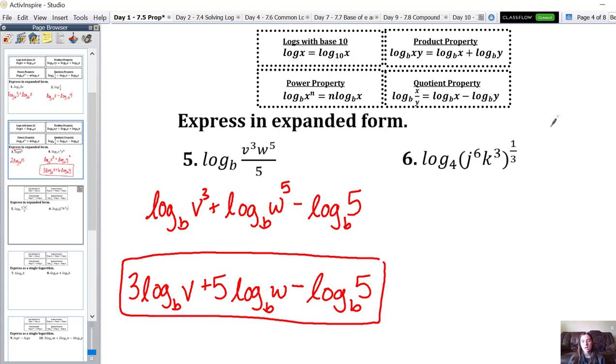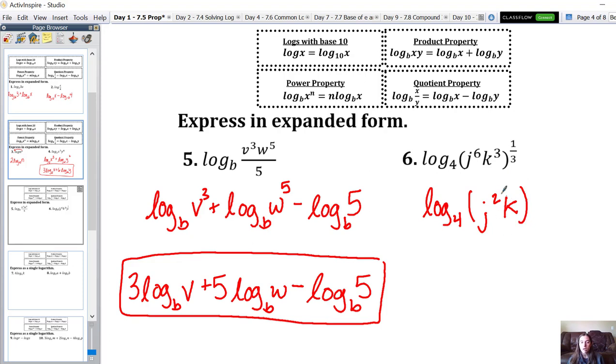In number 6, we have power to a power situations. And if you remember your exponent rules, if we have a power raised to another power, we can just multiply those exponents. So I'm going to start by getting rid of this 1/3 and rewriting this as log base 4 of 6 times 1/3 is 2, so I have j squared, and k to the 1, which is just going to be k.